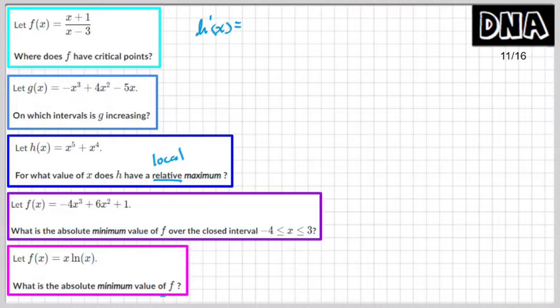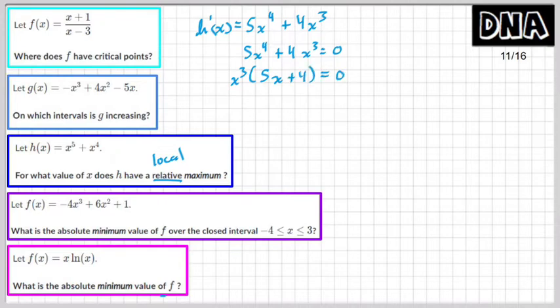So I find that and I get 5x to the fourth plus 4x to the third. Then I'm going to set this equal to 0. This is a polynomial, so it's not going to have any places where it does not exist. So I don't have to worry about where it does not exist. But where does this equal 0? I'm going to factor out an x to the third, and then I get 5x plus 4.